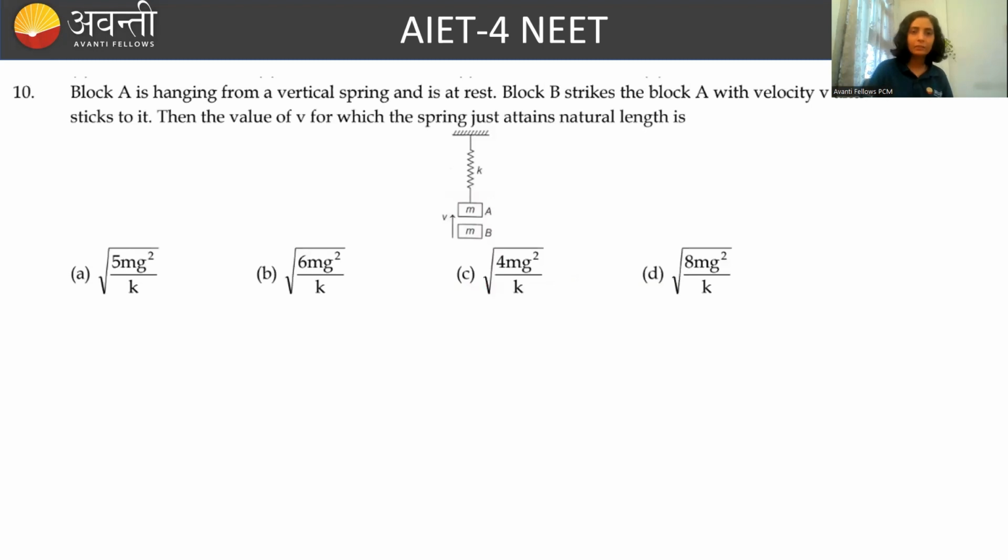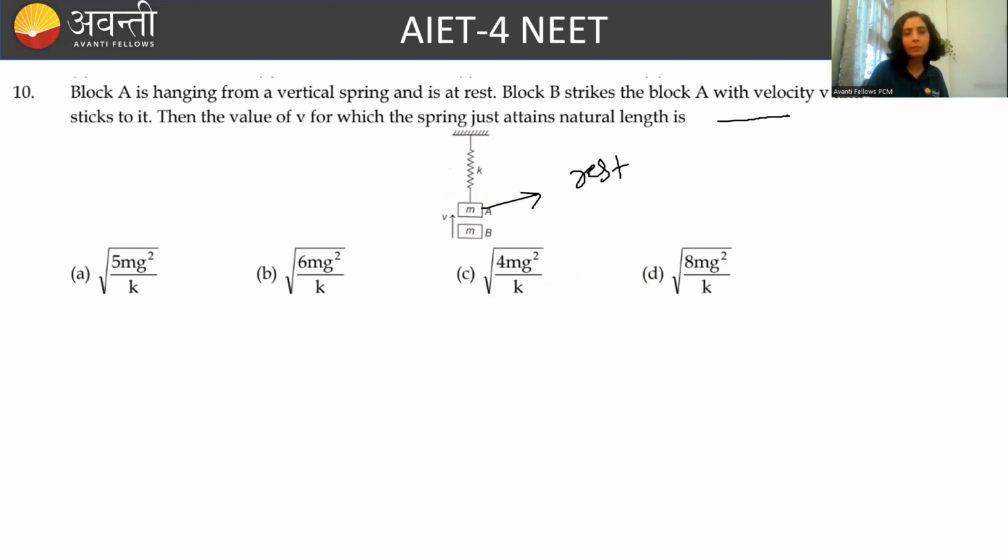Now let's solve this question. What is the question? Block A is hanging from a vertical spring and is at rest. Okay, this is at rest. So the initial kinetic energy of the block-spring system is what? 0. And there will be potential energy.